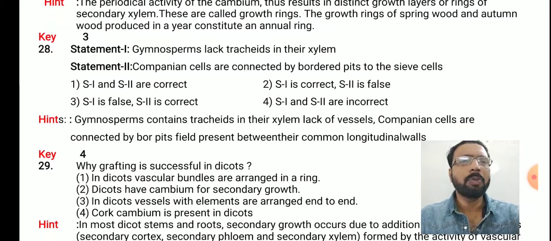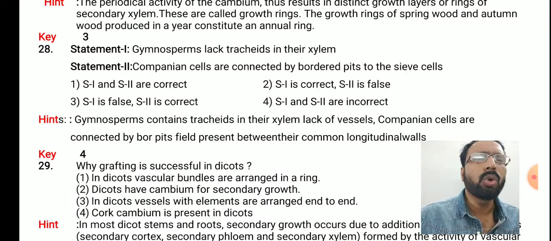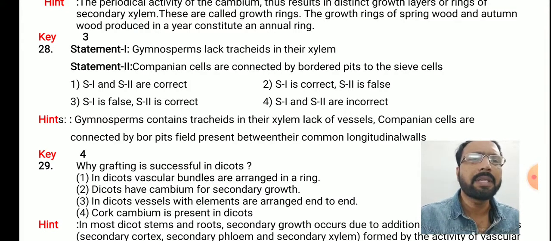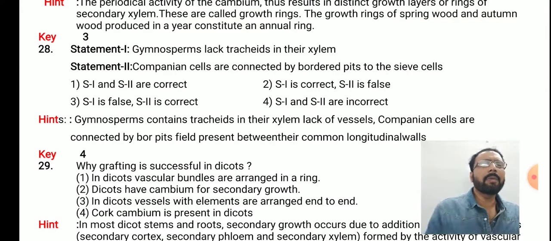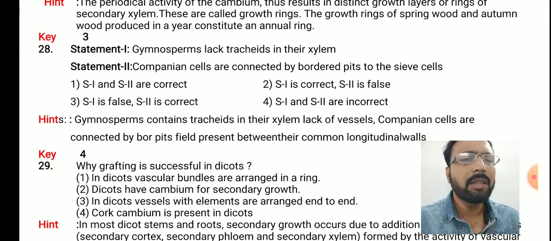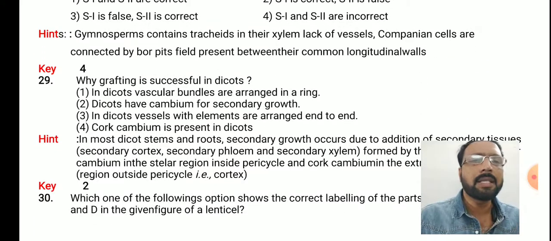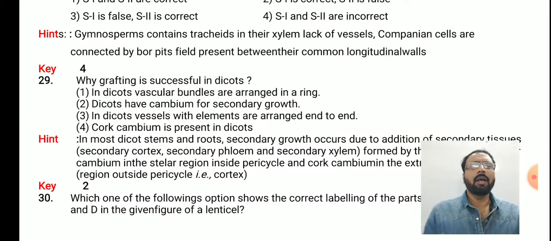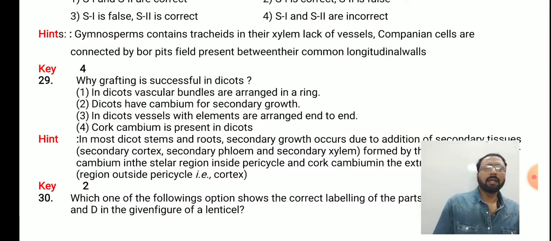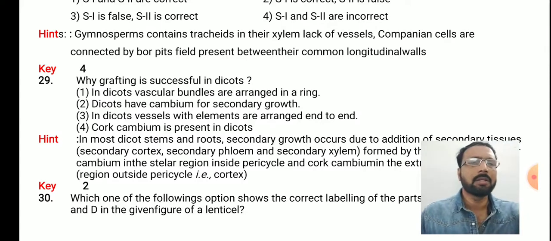Next, 28. Gymnosperms lack tracheids in the xylem? No, wrong. Tracheids are present. Companion cells are connected by border pits to the sieve cells? Companion cells are always associated with sieve tubes. Remember that one. Why is grafting successful in dicots? Because of their secondary growth, that is why grafting is possible in dicots.